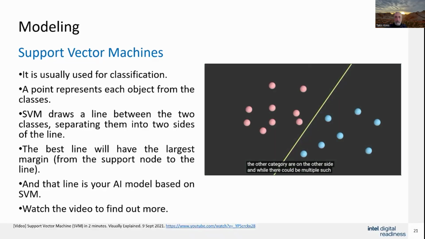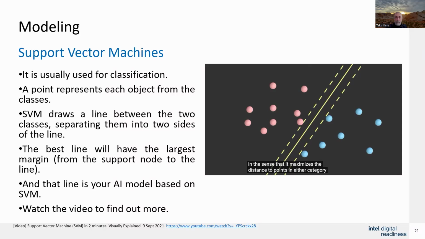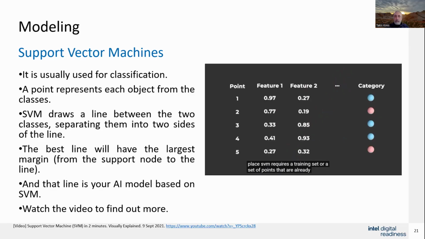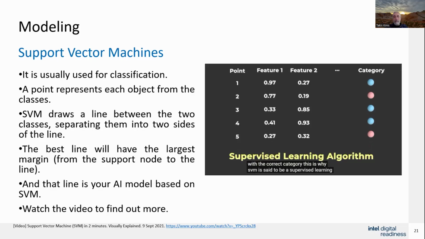And while there could be multiple such hyperplanes, SVM tries to find the one that best separates the two categories, in the sense that it maximizes the distance to points in either category. This distance is called the margin, and the points that fall exactly on the margin are called the supporting vectors. To find this hyperplane in the first place, SVM requires a training set, or a set of points that are already labeled with the correct category. This is why SVM is said to be a supervised learning algorithm.